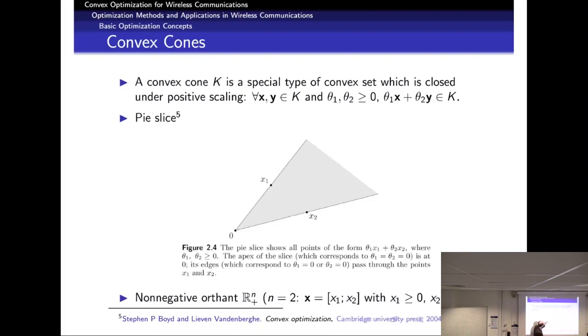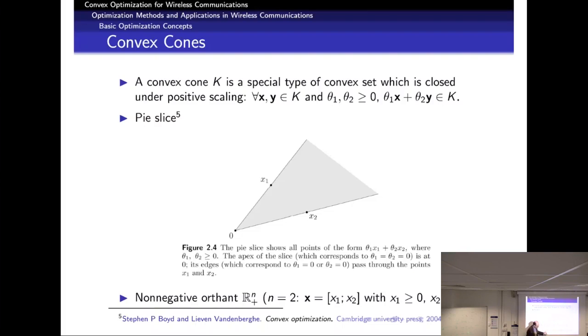And essentially it's infinite here in one dimension, because your values of theta 1 and theta 2 are always positive and could go all the way to infinity. So this is maybe a pie slice. You can imagine the pie slice going all the way to infinity.